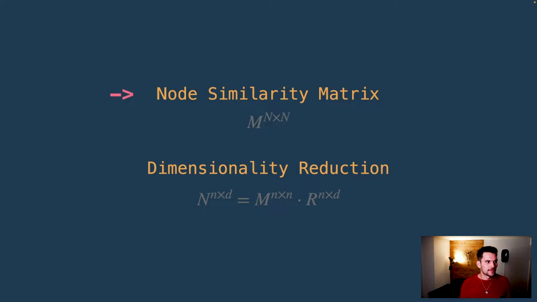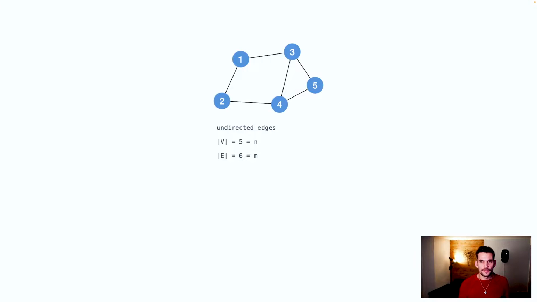Okay, let's go ahead and talk first about the node similarity matrix and how FastRP is accomplishing it. As I promised before, we are going to walk through the entire algorithm following along a very simple example graph. Here we can see we have 5 nodes, which is the length of the vertices set, which is 5, and we are going to refer to it as n in our video.